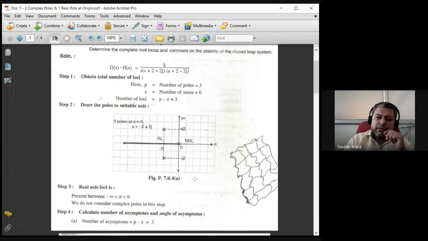So all the notes and all the PDFs are uploaded. Whichever numerical I am giving, whichever numerical I have solved, please practice that and solve on your own, and you will be able to understand it.